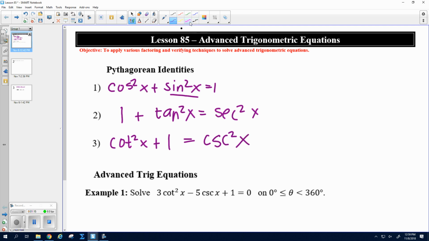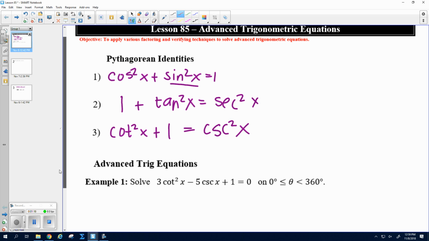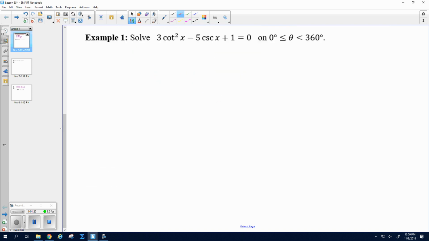All right, so now let's solve this problem. We've got 3 cotangent squared x minus 5 cosecant x plus 1 equals 0. The goal is to factor these, but in order to factor, they all have to be the same trig function. And we always change the one that's squared, because you can use your Pythagorean identities if you change the one that is squared. So I'm going to keep the cosecant one, and I want to change this cotangent squared x, hopefully to cosecant squared.